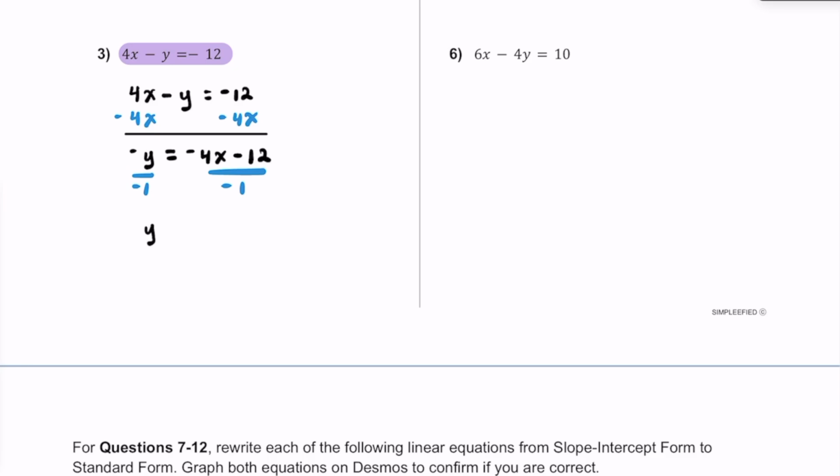If we do that, we're going to get 1y, or just y is equal to. Then make sure we divide both of these terms by negative 1. Negative 4 divided by negative 1 is going to be positive 4. So we have a slope of 4. And then we have this negative 12 divided by a negative 1. That's going to be a positive 12. So our linear equation is going to be y is equal to 4x plus 12 in slope-intercept form. All right, cool. So that's number 3.